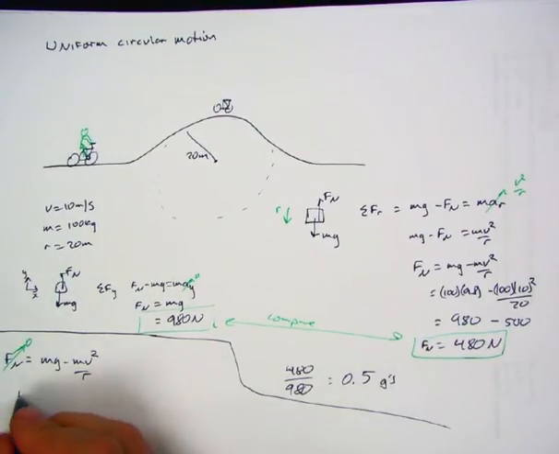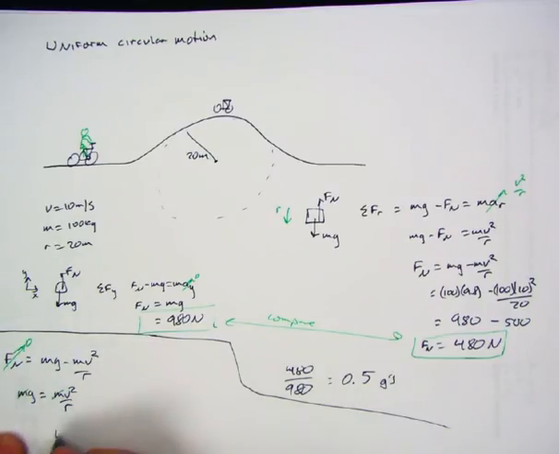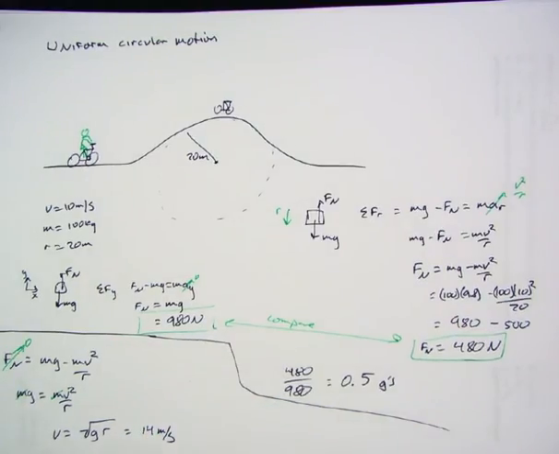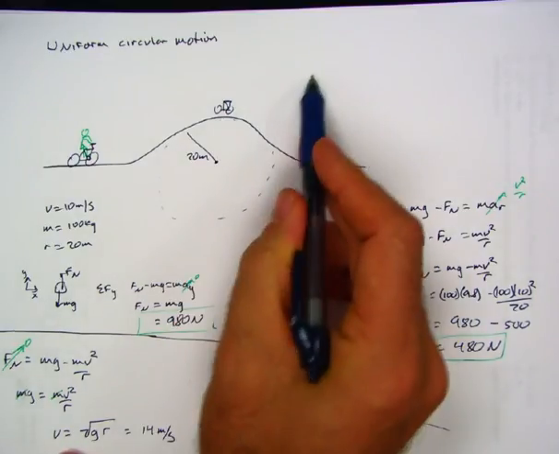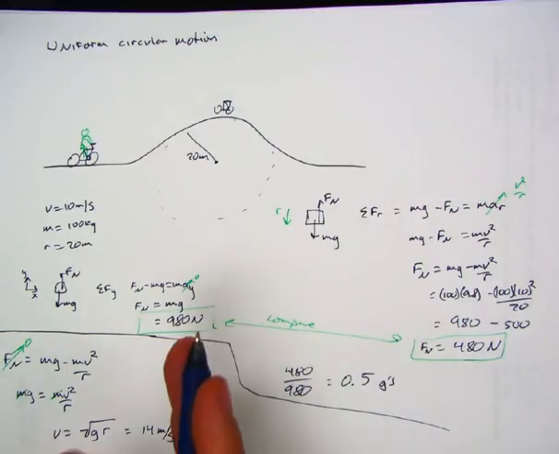So I'm looking for the case when mg equals mv squared over r. Since my mass goes away, that's irrelevant. I'm looking for a velocity equal to the square root of gr. In this case, square root of 20 times 9.8, my velocity is 14 meters per second. So at 14 meters per second, that's when I float. That's when I lose contact with the ground. If I'm going faster than 14 meters per second, I'm launched. If I'm going slower than 14, I'm going to feel somewhere between 0 and 1 G's. And if I'm stopped, I'm going to feel 1 G.